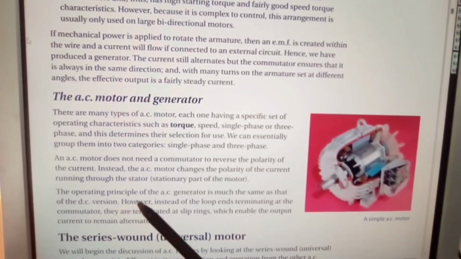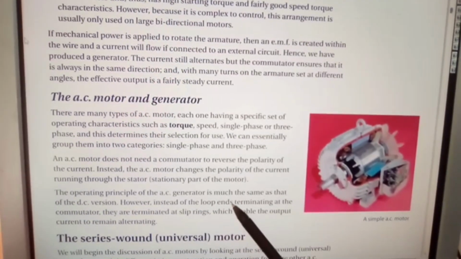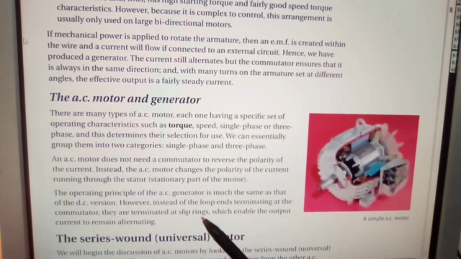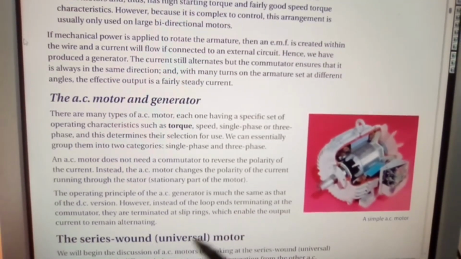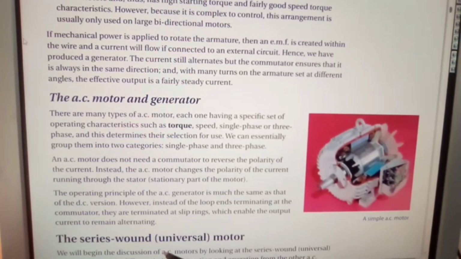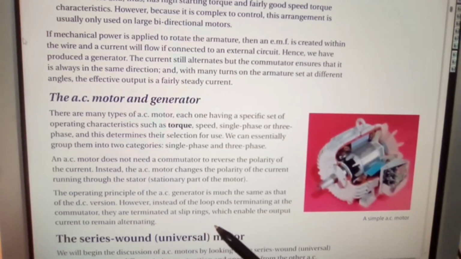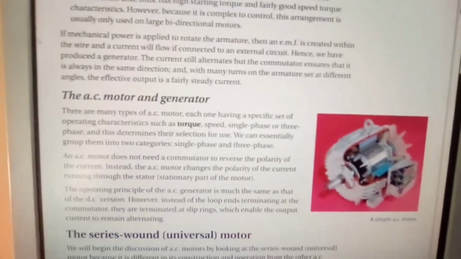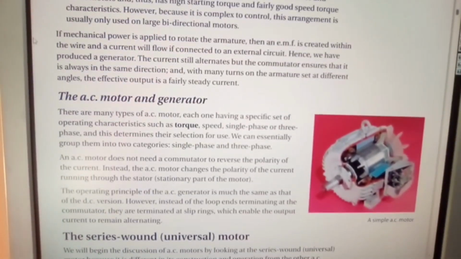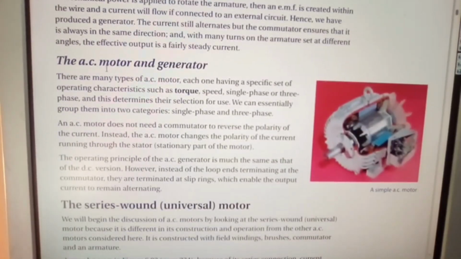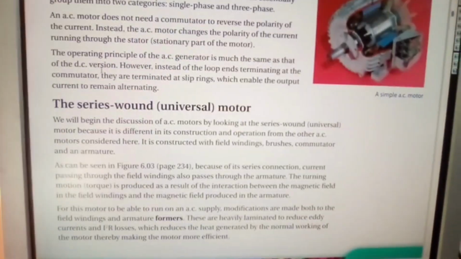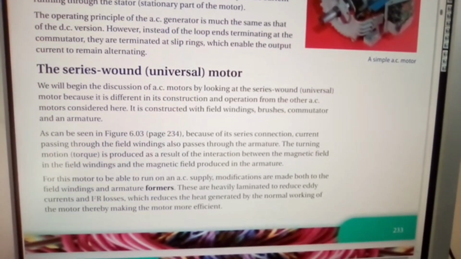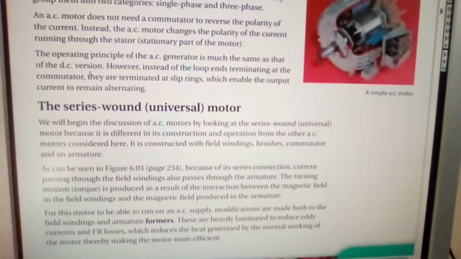The operating principle of the AC generator is much the same as that of the DC version. However, instead of the loop ends terminating at the commutator, they are terminated at slip rings, which enable the output current to remain alternating. And you can see a simple AC motor on your right hand side here.